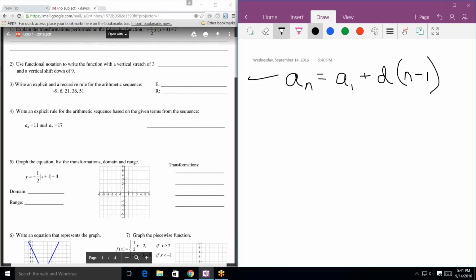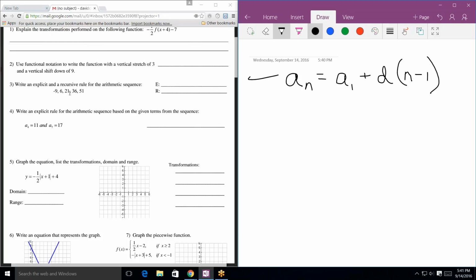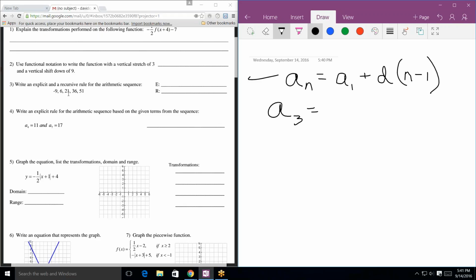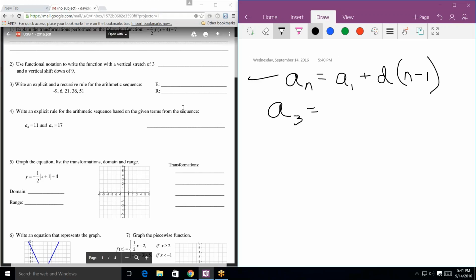Now, let's say you weren't sure if that was correct. Let's say this is what you think it was, but you're not positive. Well, let's test it on these 5 terms. Let's figure out what the third term is of this sequence to see if we're correct. In other words, what is a sub 3? We know it should be 21, right? We can look at it and tell that 21 is the third term. So let's see if our formula is correct.